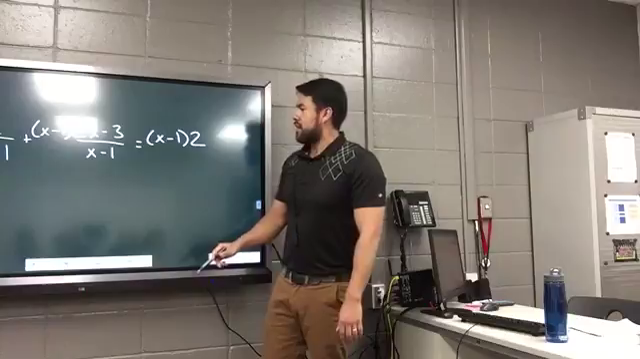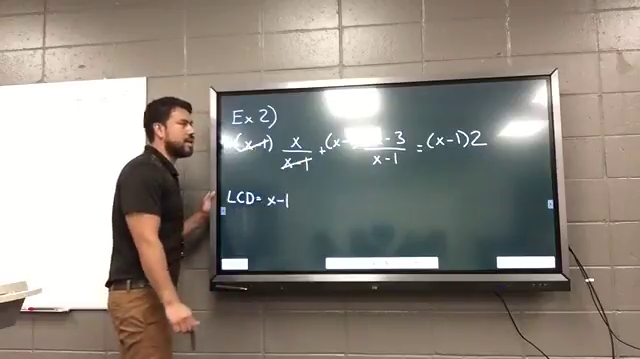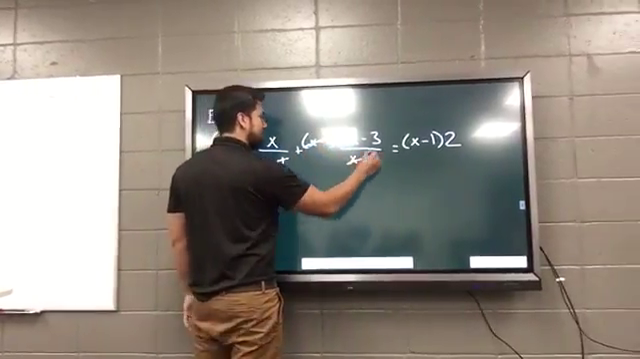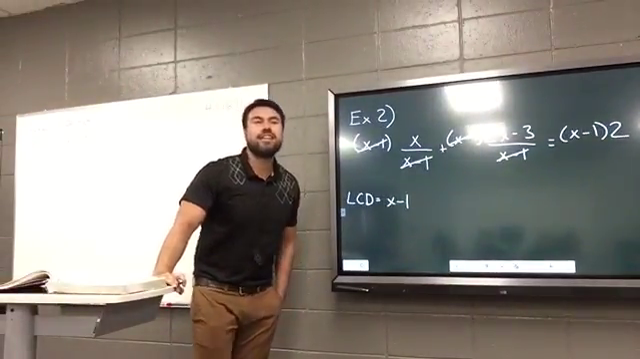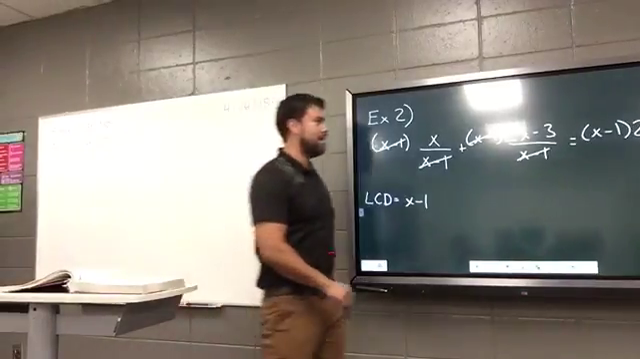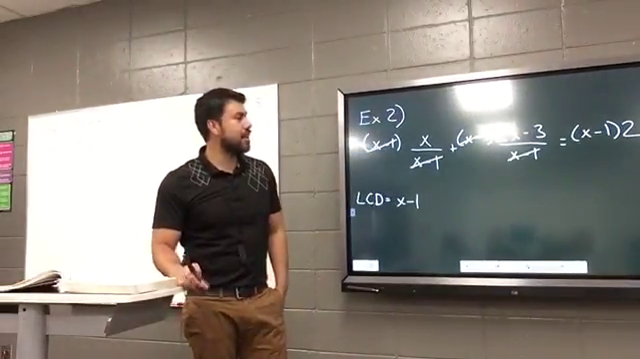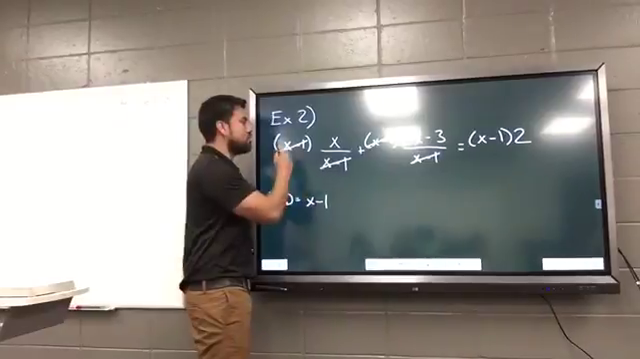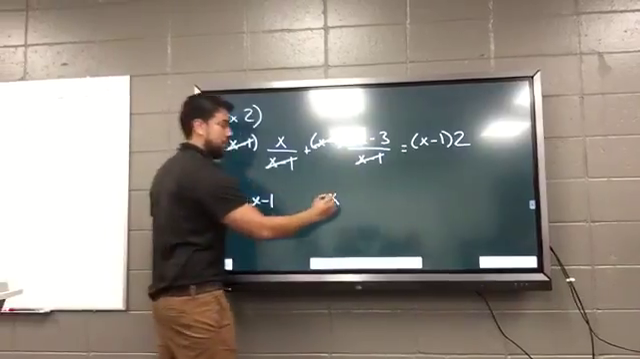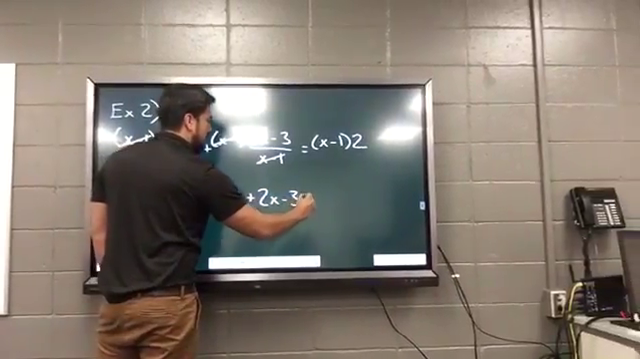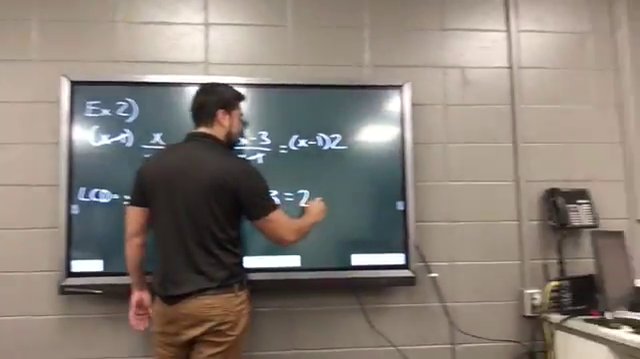On the first term, what cancels out? X minus 1. On the second term, what cancels out? X minus 1. On the third term, what cancels out? Nothing. Nothing cancels out. So we didn't even get something to cancel there? Well, no, you didn't get anything to cancel there, but you made this problem easier. What's left in the first term? X. What's left in the second term? 2x minus 3. And what's left in the last term? 2x minus 2. Yeah, you use the distributive property there, you get 2x minus 2.